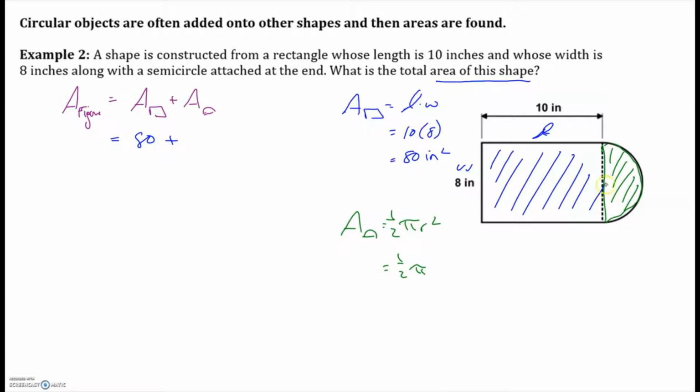Now, again, r is the radius. So that's from here, the center of the circle, out to the edge. So that's going to be this part right here. So again, the whole thing is 8 because the rectangle, this whole thing has to be 8 also. So all of this is 8. So that means that just this part over here is going to be 4. So that makes my radius 4, which I can square. So that's going to be 1/2 pi times 16. All right, and half of 16 is 8, so that's 8 pi. So that's going to be my area of the semicircle.